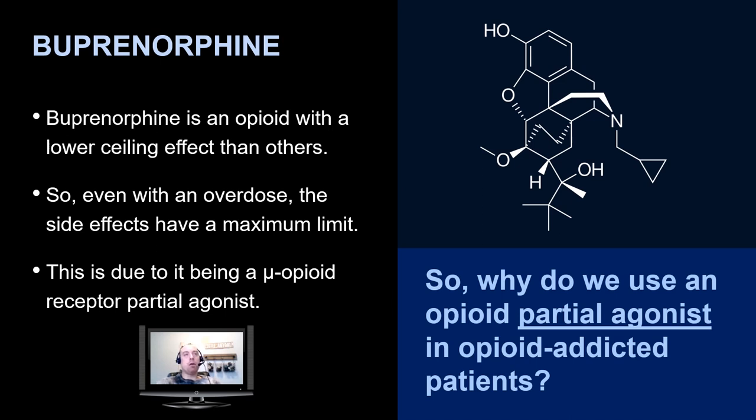So buprenorphine, when I say it has a lower ceiling effect, that means if you took grams and grams and grams of it, which nobody should do, or I'm not advising anyone to do that, there is a ceiling, so that means you reach a limit of its maximal effect. So every drug has a limit for its max, but other drugs like morphine have a much higher maximum effect. Okay, so if you had an escalation of a morphine or heroin, or a stronger agonist dose, you'd reach a higher maximum effect. I'm going to show a graph on that in just a little bit to make it more clear. So even with an overdose, you have a limit to the extent of the side effects.